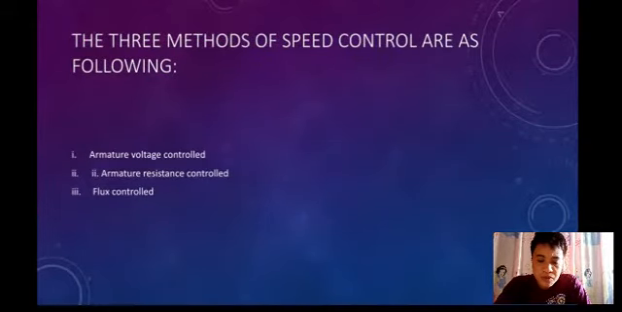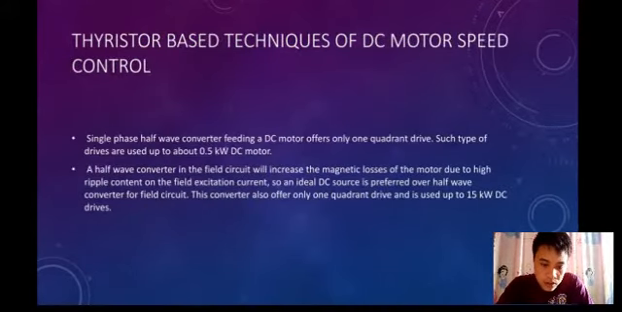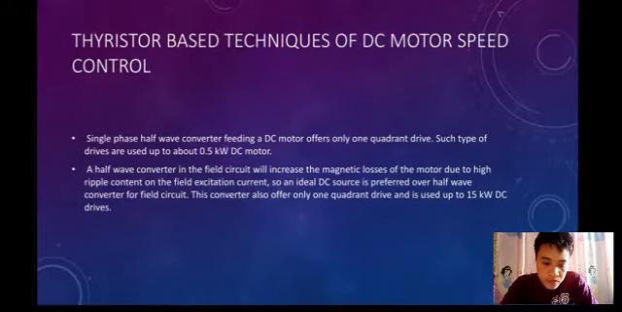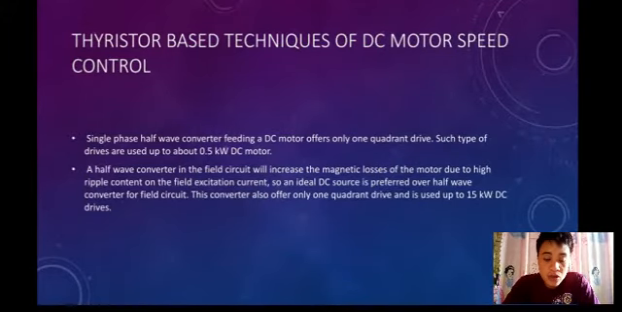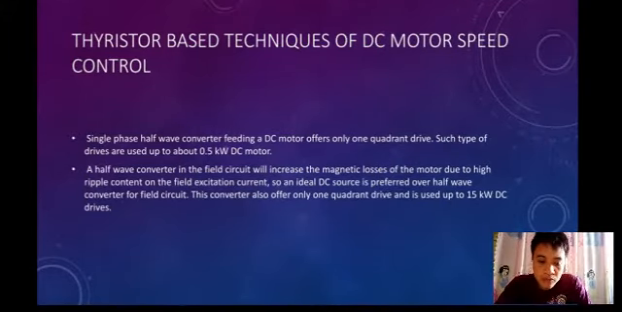There are 3 methods of speed control: armature voltage control, armature resistance control, and lastly flux control. The thyristor-based techniques of DC motor speed control. A single-phase half-wave converter feeding a DC motor offers only one quadrant drive. Such drives are used up to about 0.5 kilowatt DC motors.